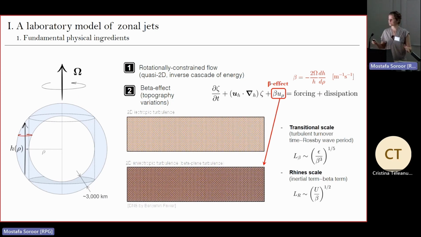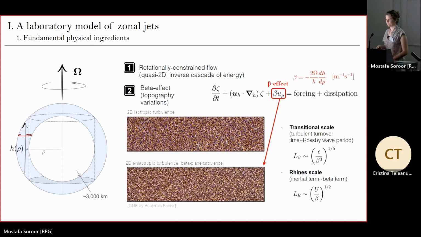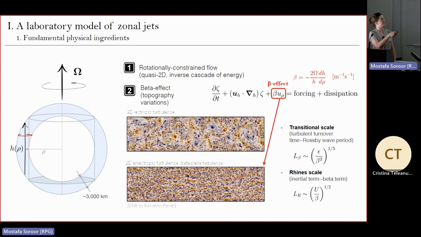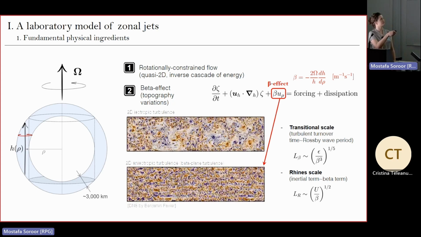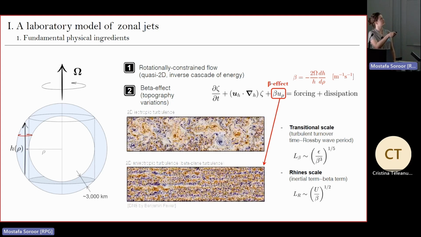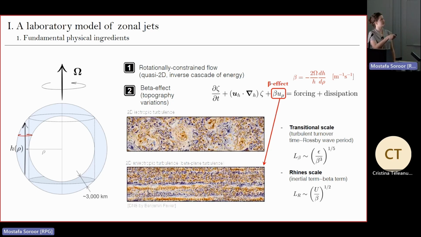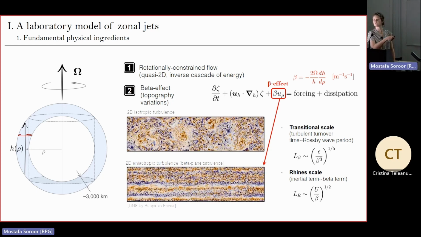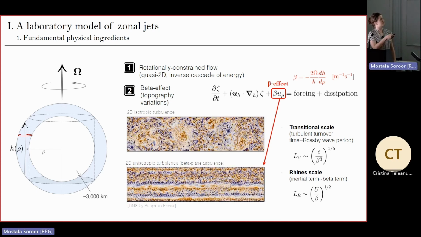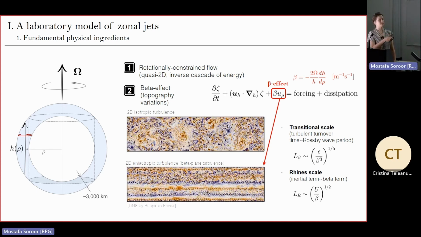Here, just to illustrate the effect of the beta effect, I'm showing two DNS, direct numerical simulations of forced 2D turbulence, without a beta effect at the top and with a beta effect at the bottom. If you have no beta effect, you have what I described earlier. You have a cascade, you're feeding energy into larger scales. Here you can see large-scale vortices developing. When you add a beta effect, you also have the same type of process, but you see a very strong zonation that develops in the flow. And this is because of this anisotropy, which is due to the beta effect.